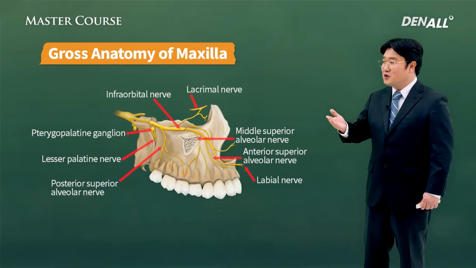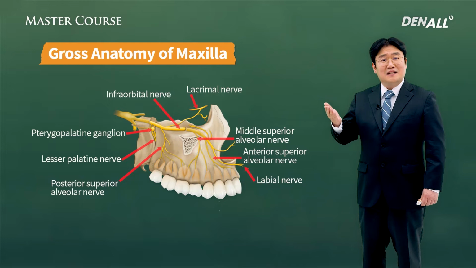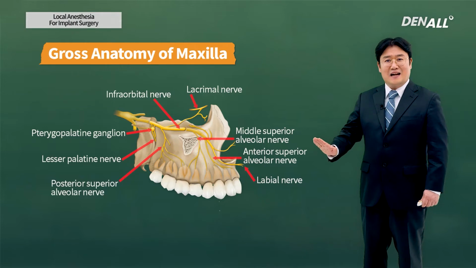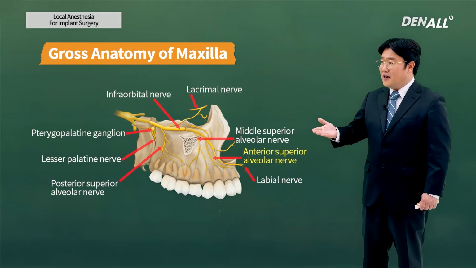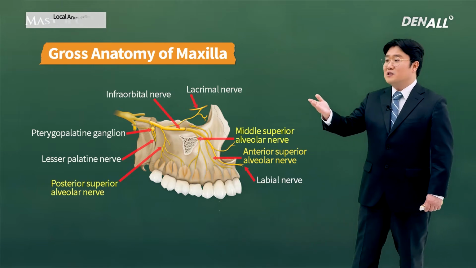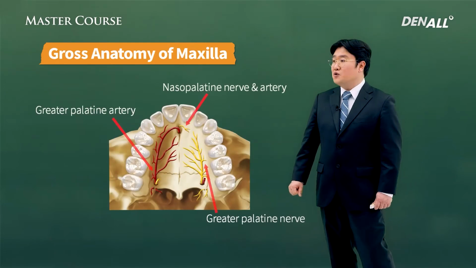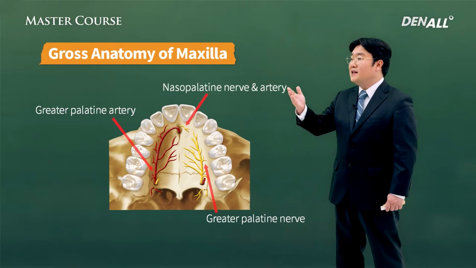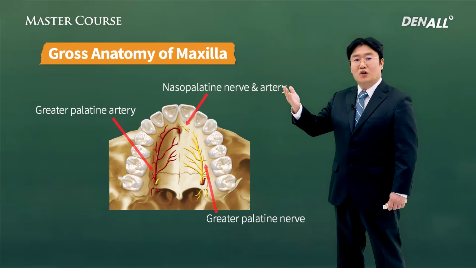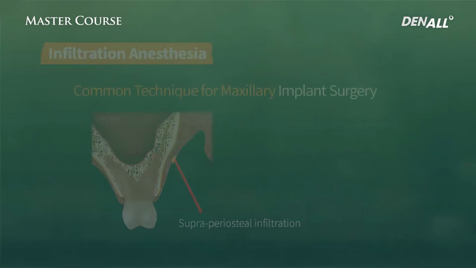Various nerves on maxilla. The sensory nerve in maxilla comes from the second branch of trigeminal nerve, the maxillary nerve. As you can see, anterior superior alveolar nerve, middle superior alveolar nerve, and posterior superior alveolar nerve are innervating into teeth. On the palate, greater palatine artery and nerve. And in the anterior, nasopalatine nerve and artery. They are running together, as you know very well.